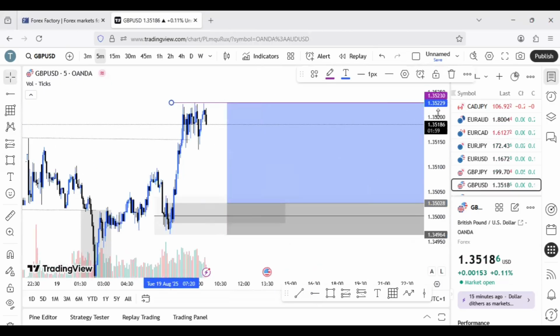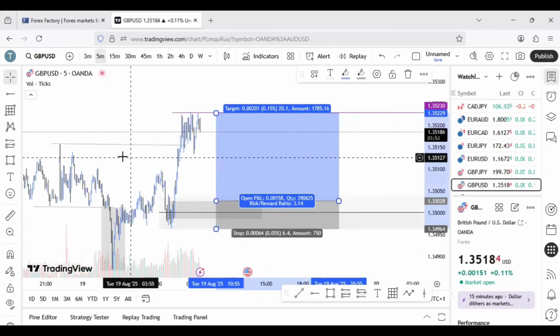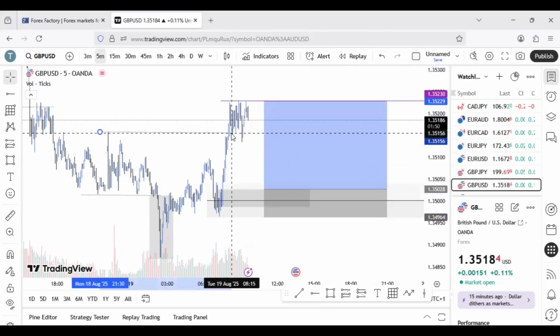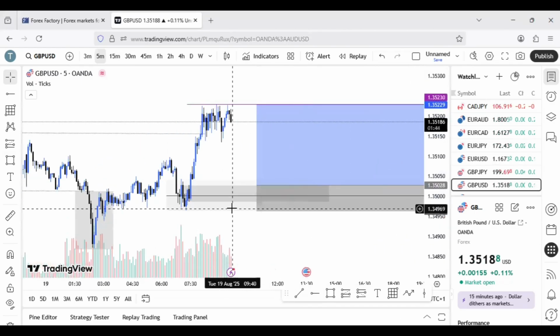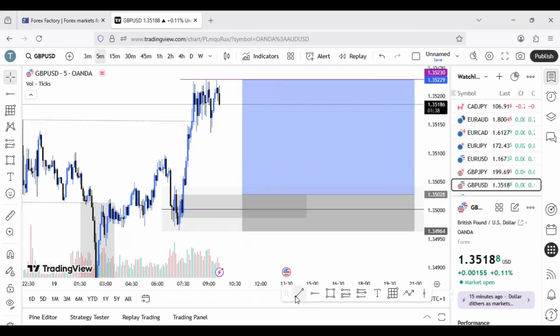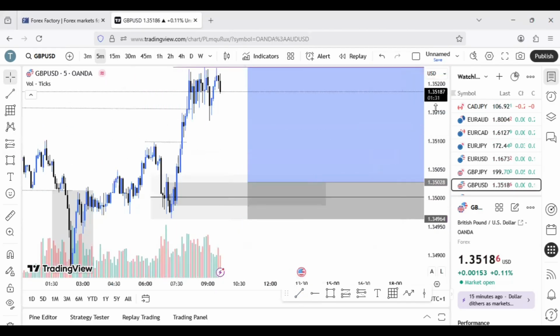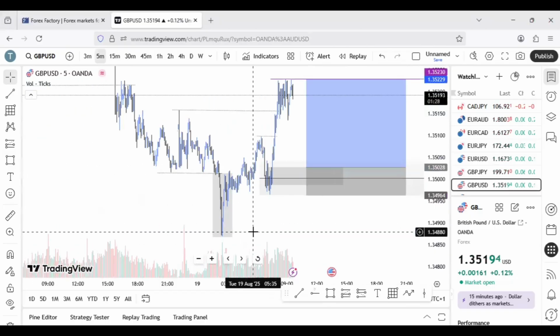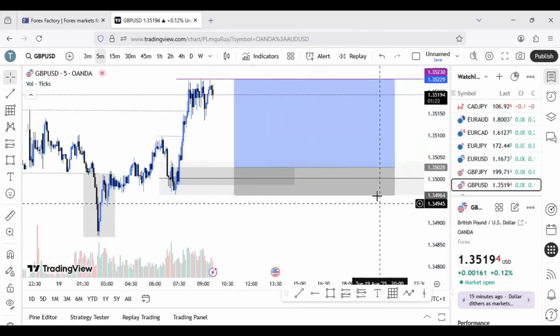I like my targets to be close and my 3R. If it plays out, fine. If it doesn't, on to the next. But looking at this now, if at all I wanted to enter this trade, this is what I'll be having. This is clearly what I'll be having because this is protected and mitigated. So let's see what the market decides to do.